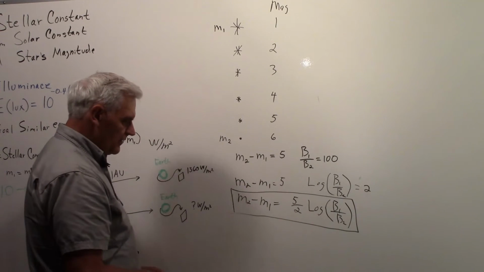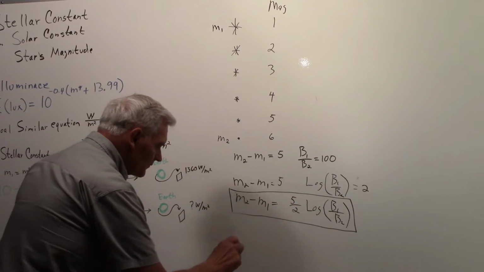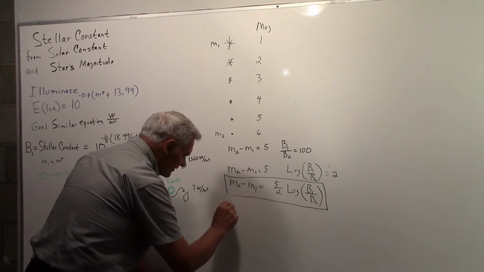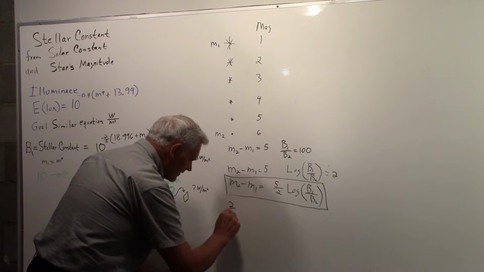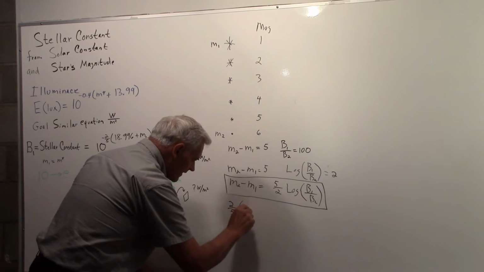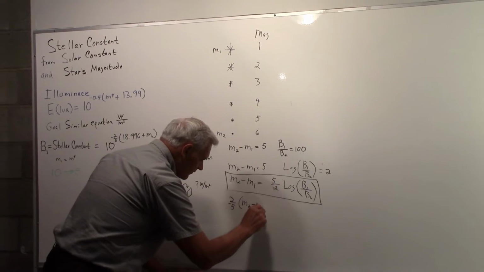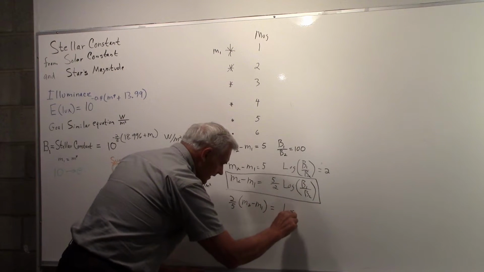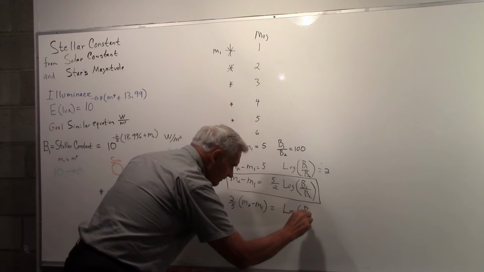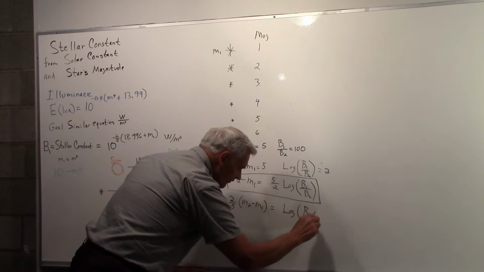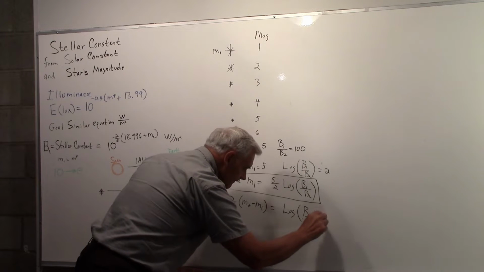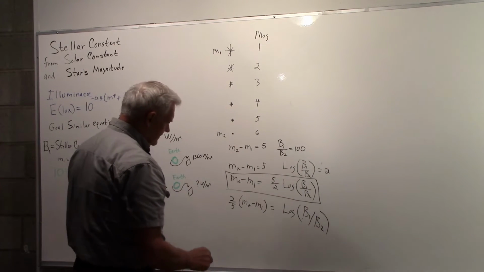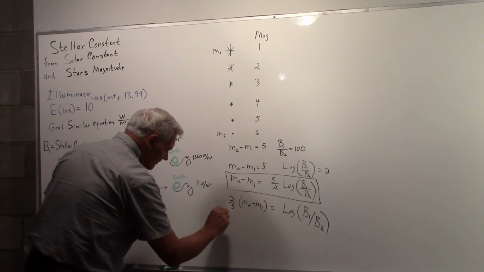Looking at this, what we could do is take the 5/2 over to this side, so it would be 2/5. We have 2/5 (M2 minus M1) is equal to the log of B1 over B2. And what we could do now is raise both sides to the 10th power.